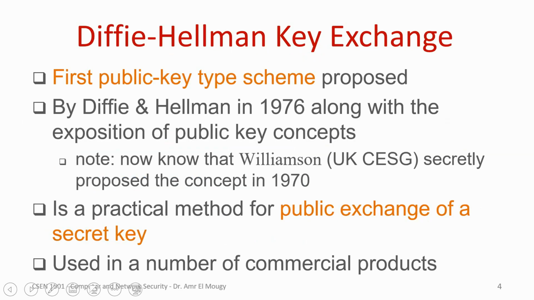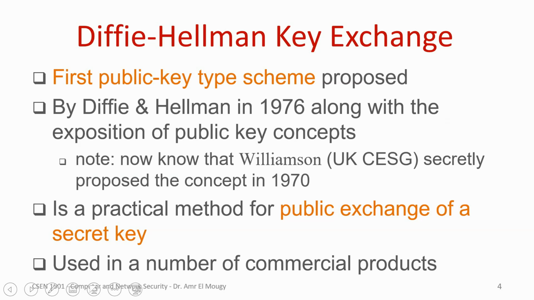Okay. So we'll start this lecture with the Diffie-Hellman key exchange. It was the first public key algorithm that was proposed, in 1976. It is a practical method that is used for public exchange of a secret key. So basically, if you want to use symmetric encryption such as AES, and we know that symmetric encryption does not include a way to exchange a secret key between the sender and the receiver, then you want to use an algorithm such as Diffie-Hellman to do that.